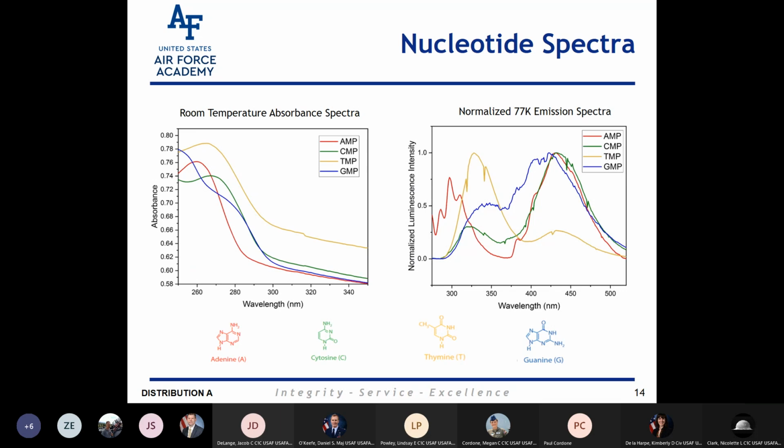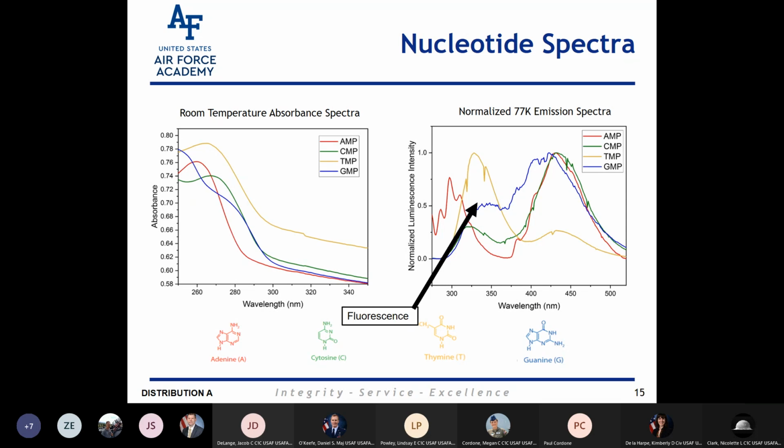So here's a little bit of our data, the nucleotide spectra that we were able to collect. On the bottom, you can see the molecules that we used, color-coded with their spectra on the graphs. The absorbance spectra is on the left-hand side and the emission spectra is on the right-hand side. And it's interesting to note, our emission spectra takes place at 77 Kelvin because, like I mentioned earlier, DNA is so photostable that if we left it at room temperature with all that extra vibrational energy, we wouldn't see these nice peaks.